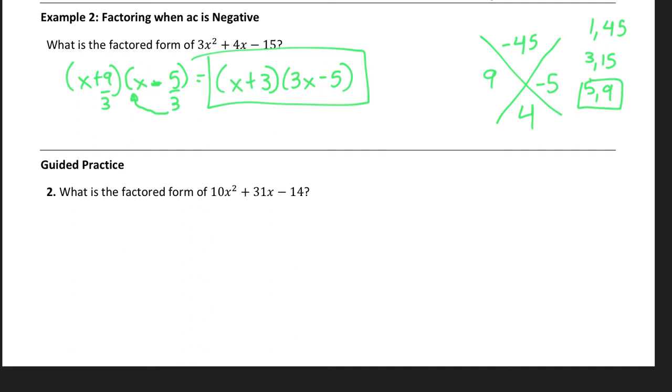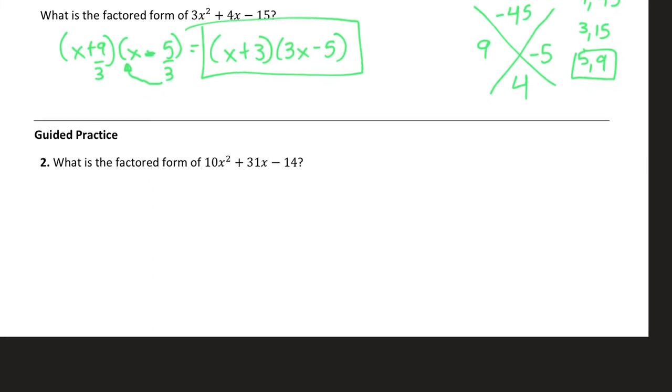So in the guided practice, I'm kind of a jerk. I give you too big of a number, all right? So in the guided practice, I can go through that with you just so we can be on the same page, okay? So the guided practice, I won't make you do on your own. Guided practice, if I multiply a by c, I'm going to get negative 140, which is a big number compared to what we've worked with so far. And I have to find numbers that multiply to be that and add to be 31.